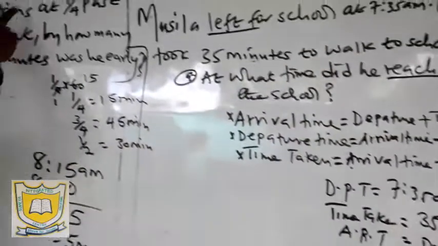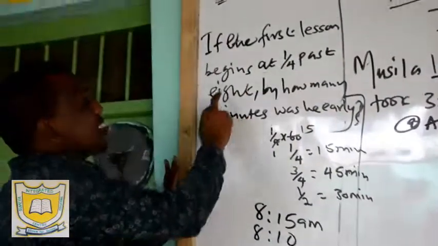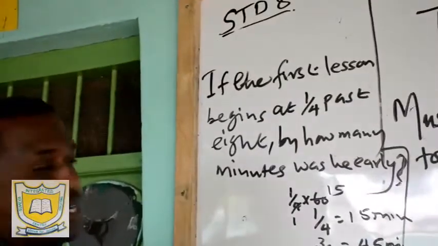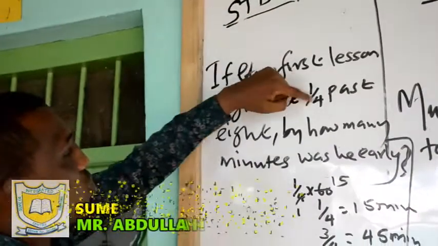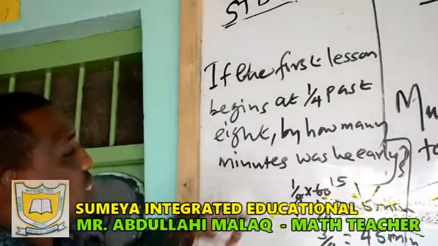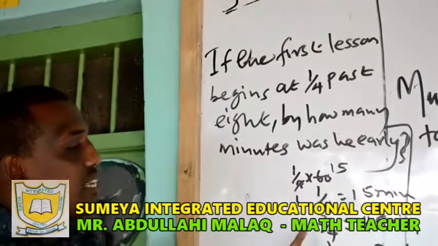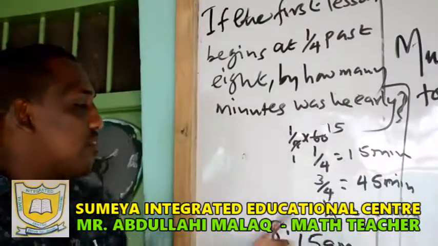Question B now. If the first lesson begins at 8:15, a quarter is 15 minutes. If the first lesson begins at 8:15, how many minutes was he early? A quarter, 15 minutes; 3/4, 45 minutes; a half, 30 minutes.